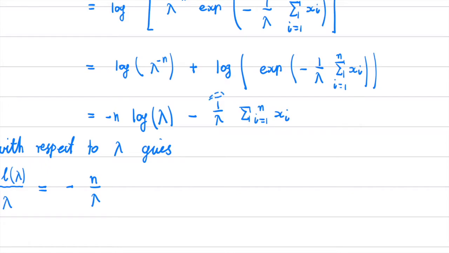And of course, the sum of xi's is also a constant with respect to lambda, so all we have to do is focus on differentiating 1 on lambda. The differential of 1 on lambda is actually negative 1 on lambda squared, so the negatives cancel out, and we end up with plus 1 on lambda squared, and of course we still have the terms i equals 1 to n xi.